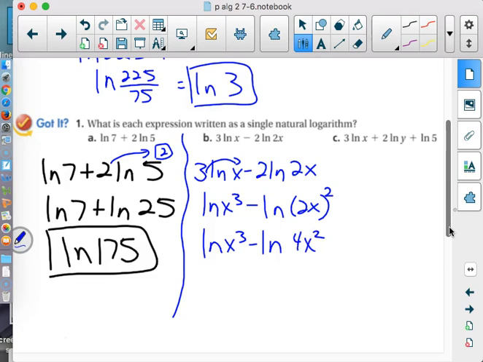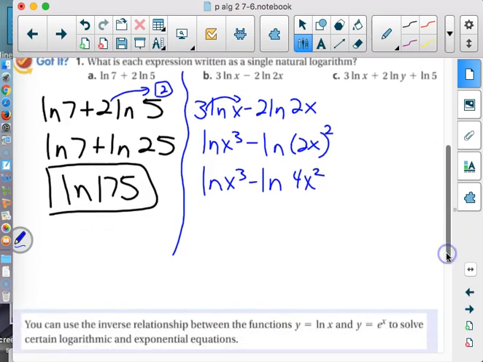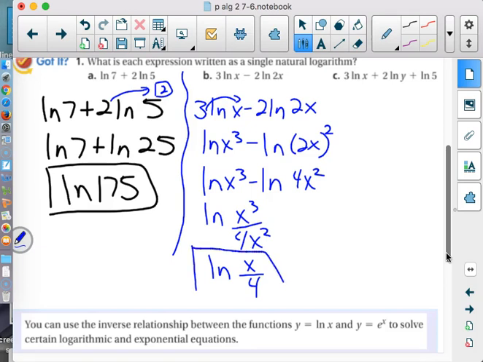Subtraction. Division. Maybe we can simplify that. Take an x squared out of the top and the bottom. Now that one we don't have to check to see if it's something nice. It's got a variable in it. That's done. Give C a try on your own. Let's see what you get.